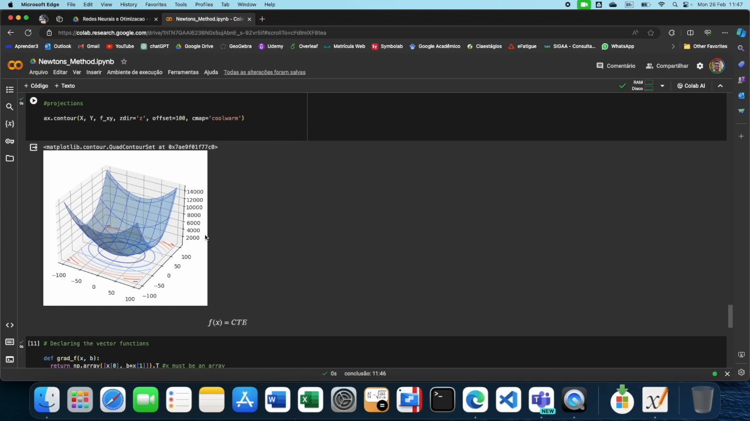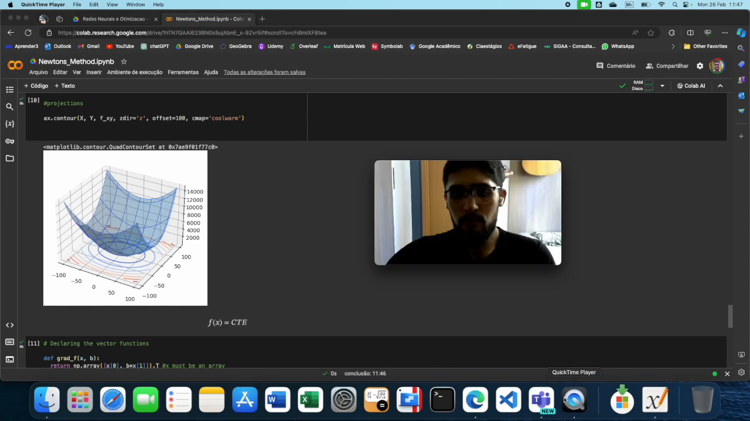So this is what the method does. What I want you to keep in mind is that Newton's method walks in the opposite direction of the gradient of the function f, and in every iteration the method goes in that direction, and the intensity with which the method goes in that direction is determined by the Hessian value. Okay.